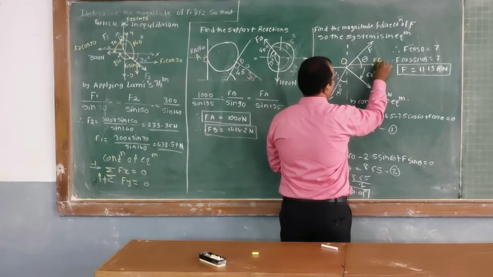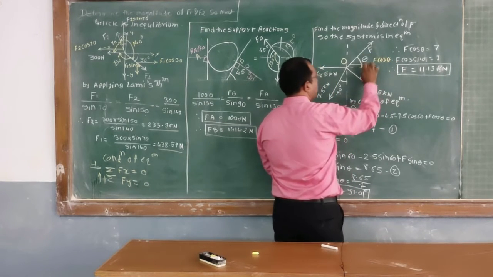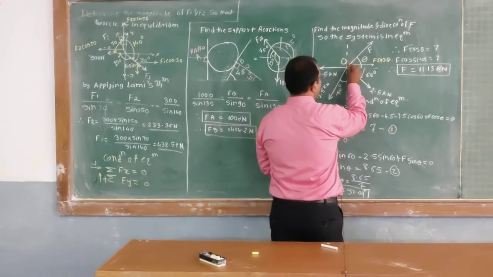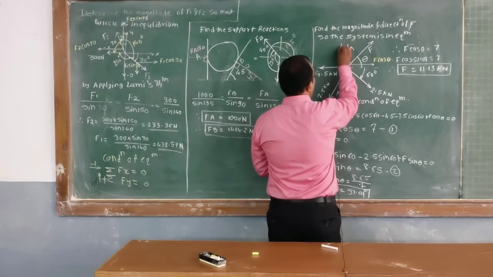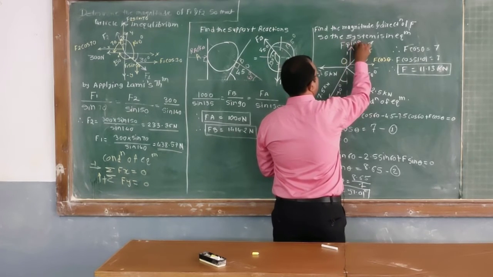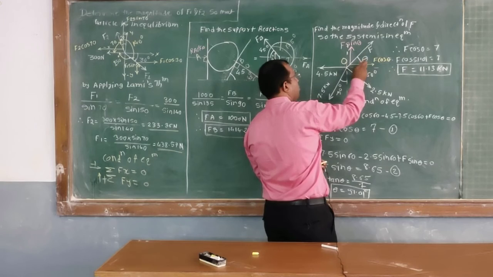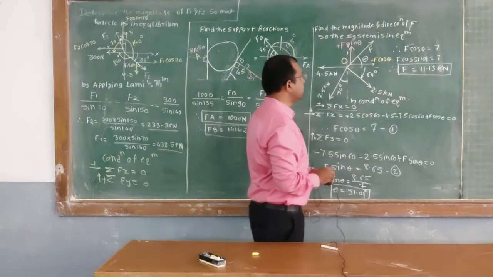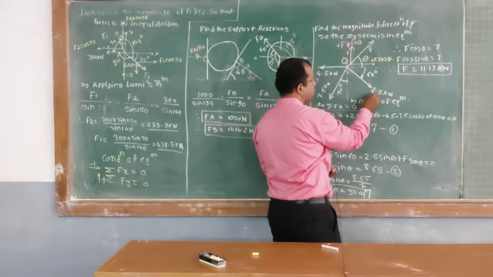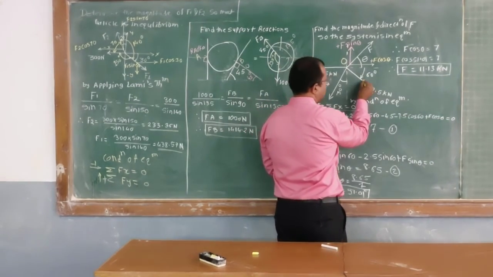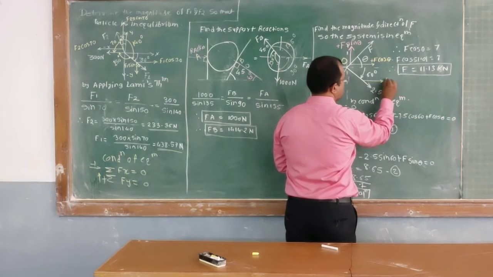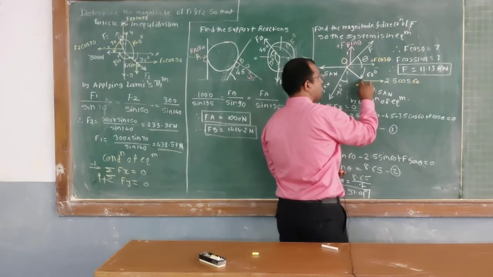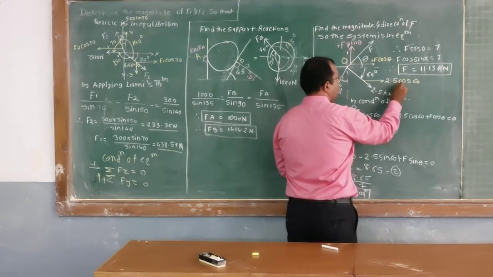In x direction, F cos theta, because the angle with respect to horizontal is given. So this is F cos theta, and its vertical component is F sin theta. Thus we resolve this force F, and both are positive because they are in the first quadrant. Similarly, we have to resolve this force into its x and y components. This x component is 2.5 cos 60 degrees, because the angle with respect to horizontal is given as 60 degrees. So this is 2.5 cos 60.